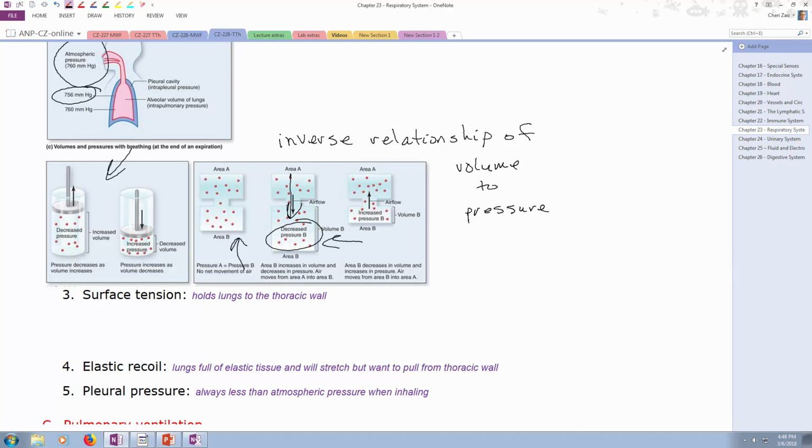So this area here is our environment. This area here is our lungs. So when our diaphragm contracts, it increases the volume, decreases the pressure, and we pull air in. The opposite is actually occurring over here on this side. When our diaphragm relaxes, we decrease the volume and increase the pressure, and so molecules move from high pressure to low, and we push our air out.